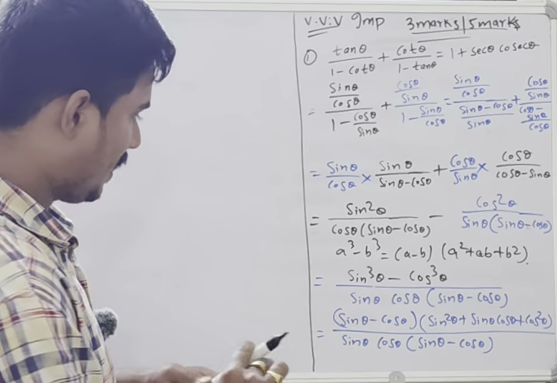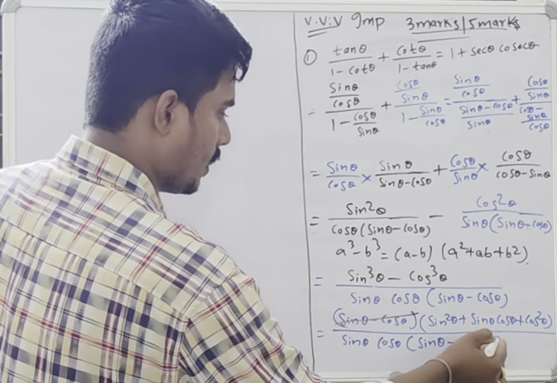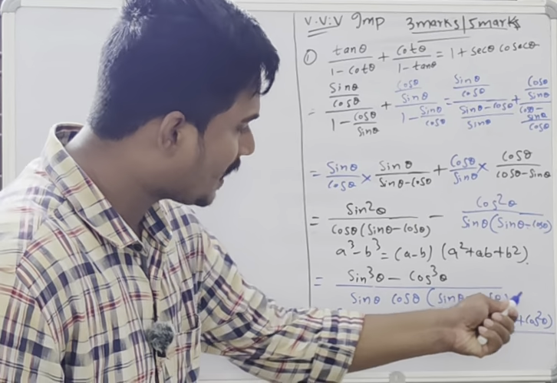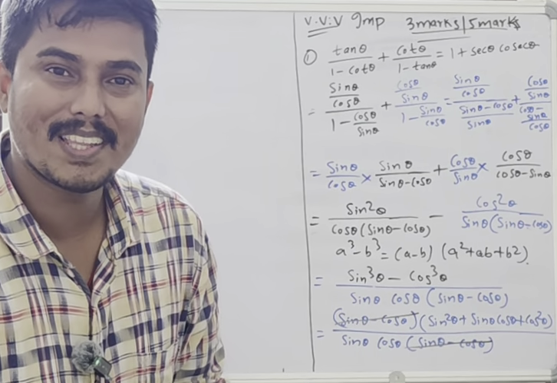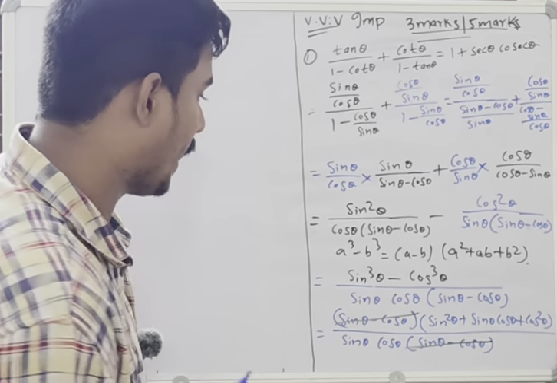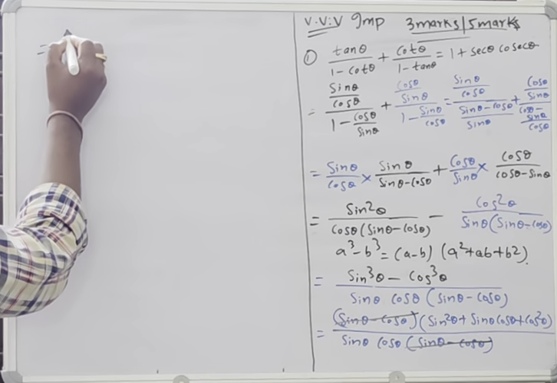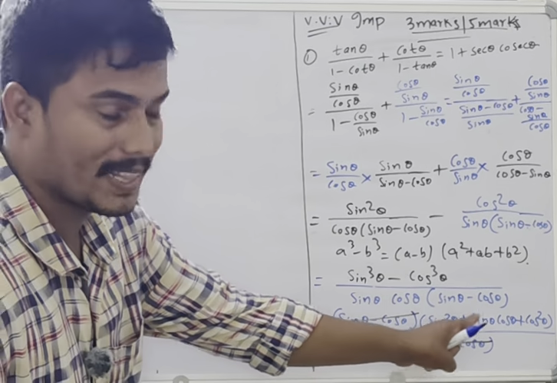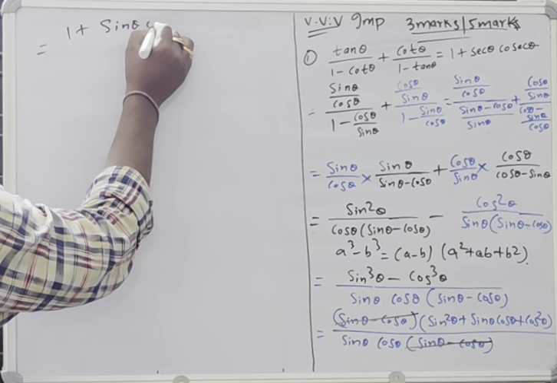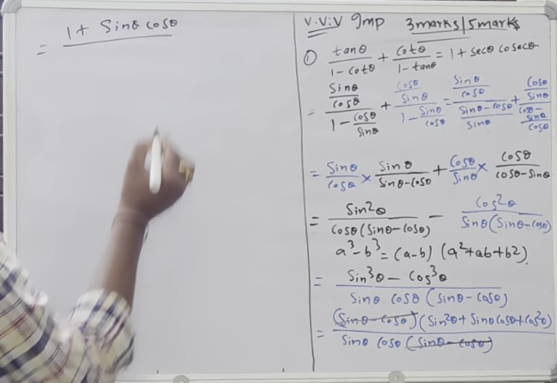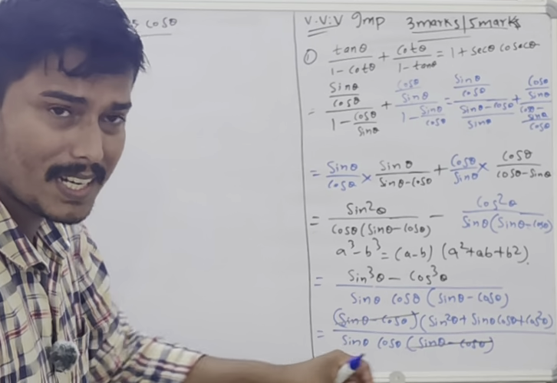When I check, this and this are same, so they'll cancel out each other. And this sine square theta plus cos square theta, it's an identity, equal to 1. So sine square theta plus cos square theta is 1. So you write 1 plus sine theta cos theta, whole by what is in the denominator now? Only sine theta by cos theta.